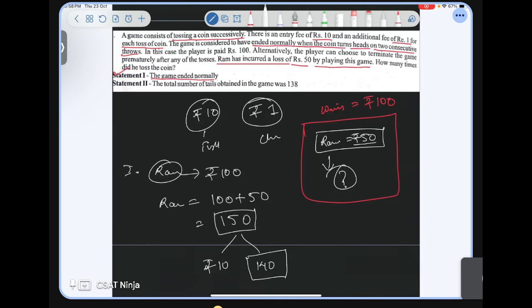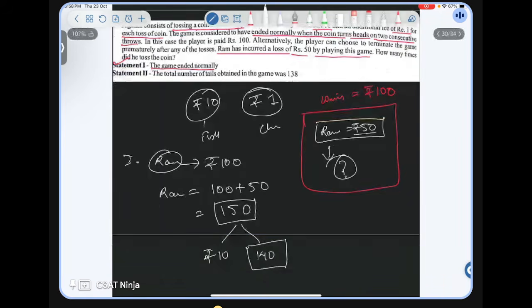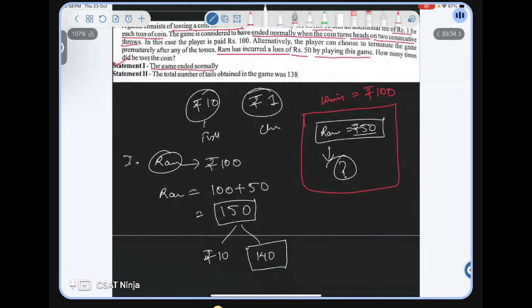Now the next is statement number 2. The total number of deals obtained in the game was 130. So you look at this, just by reading statement number 2, I can say that the total number of deals obtained in the game was this one. So I don't need this statement at all.